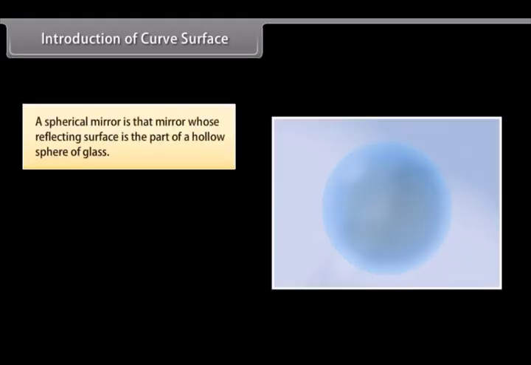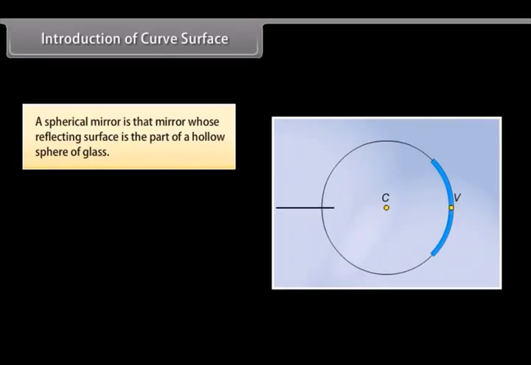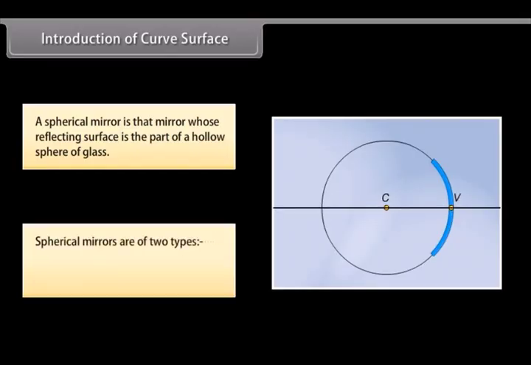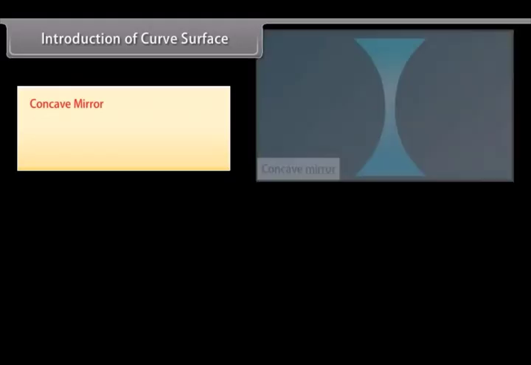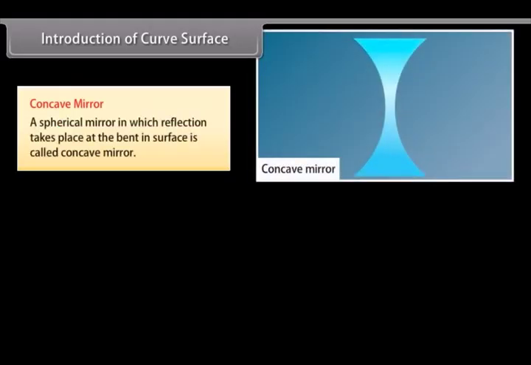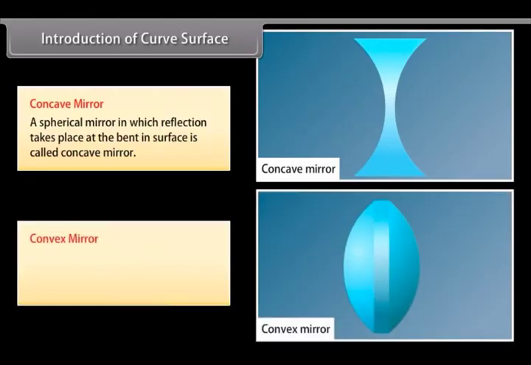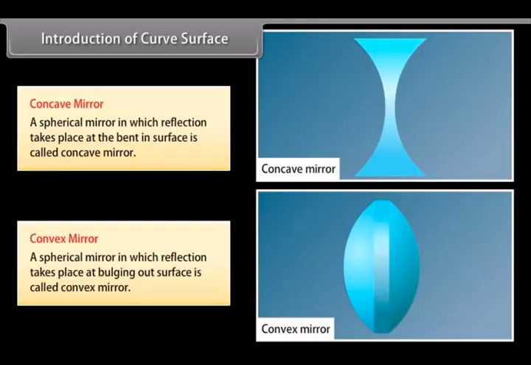Introduction of curved surface. A spherical mirror is that mirror whose reflecting surface is the part of a hollow sphere of glass. Spherical mirrors are of two types: concave mirror and convex mirror. Concave mirror: a spherical mirror in which reflection takes place at the bent in surface is called concave mirror. Convex mirror: a spherical mirror in which reflection takes place at the bulging out surface is called convex mirror.